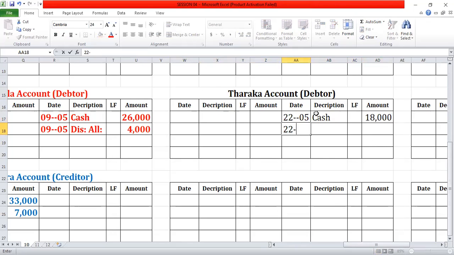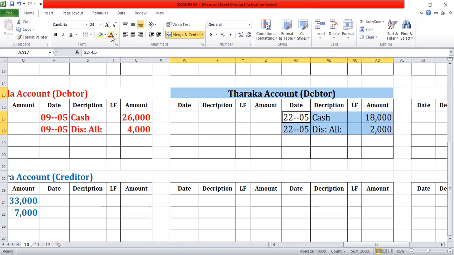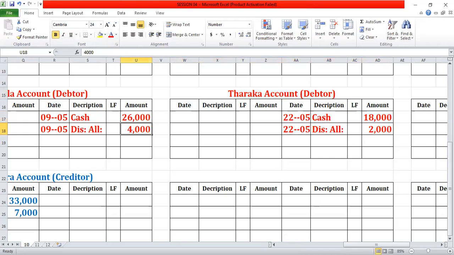On the same day, we have allowed the discount. Discounts allowed to Tarak valued 2,000. This is how you record this transaction in the personal account of Tarak. Okay, great. Let's move to the next one.